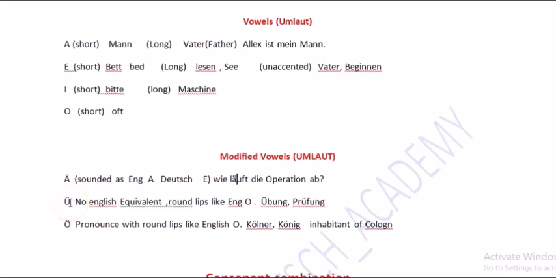The next letter is U umlaut, which has no English equivalent, but we pronounce it with round lips like English O. For example, we say Übung, Prüfung. Übung means exercise. Prüfung means exam. The next one is O umlaut, pronounced with round lips like English O, the same as that. For example, we say Kölner. Kölner means inhabitant of Cologne. Cologne is a city in Germany. And the next one is König. König means king. So it is just shortly pronounced like O.